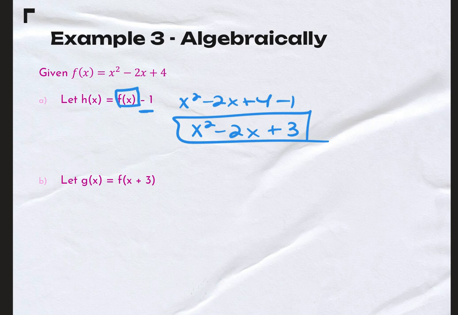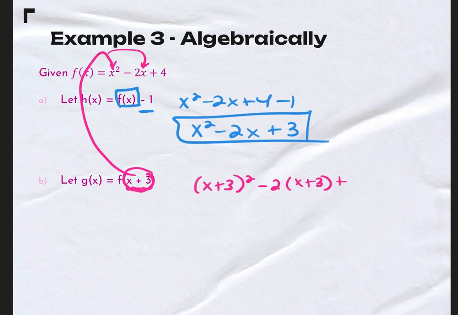If you go to B, it says take my f of x, and instead of making it x, make it x plus 3. So I literally take the x plus 3 and I plug it in everywhere there's an x. So I get x plus 3 squared minus 2 times x plus 3 plus 4. Yep, you've got to expand, FOIL, distribute, do whatever you need so that you get rid of anything that can be done. So if I expand the x plus 3 squared, I get x squared plus 6x plus 9. Distribute the negative 2: minus 2x minus 6 plus 4.